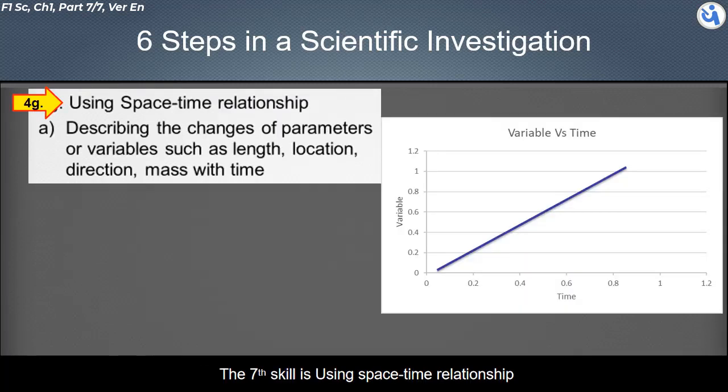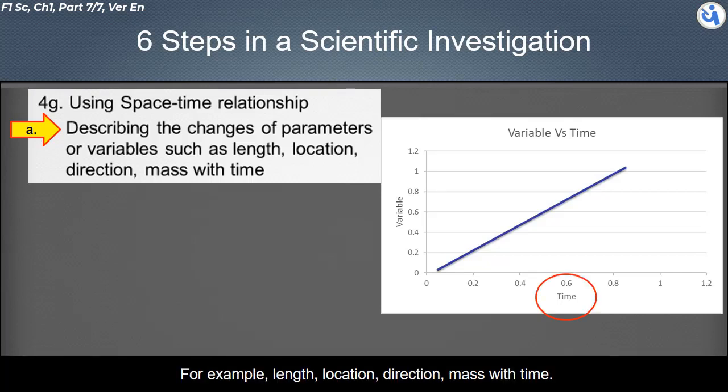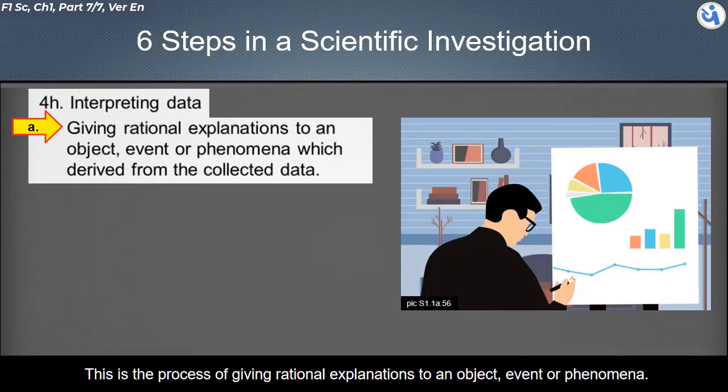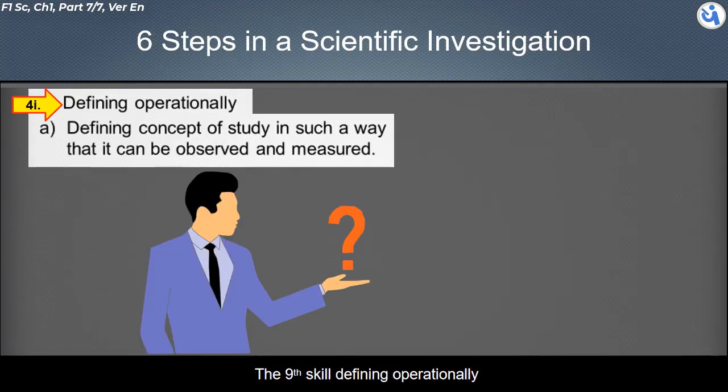The seventh skill is using space relationship. This is about describing the changes of parameters or variables with time. For example, length, location, direction, mass with time. The eighth is interpreting data. This is the process of giving rational explanations to an object, event, or phenomena, derived from the collected data.